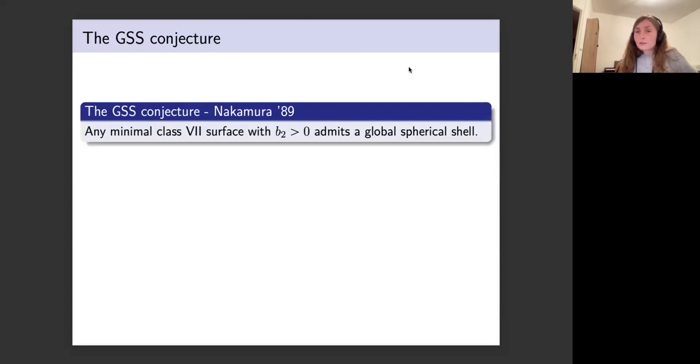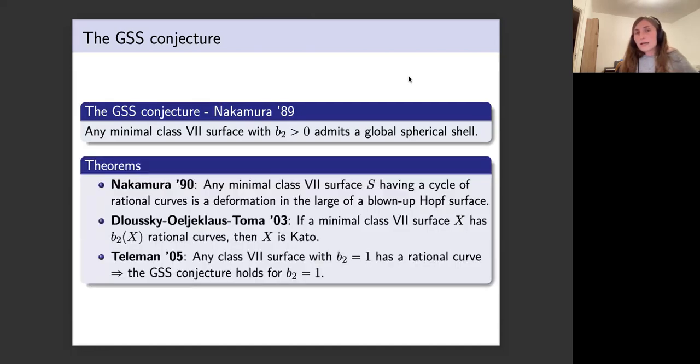So going back to these class 7 surfaces, there is the famous global spherical shell conjecture, which was first stated by Nakamura in 1989, which says that any minimal class 7 surface with positive Betti number should be one of these things, so a Kato surface. This conjecture is still open. Of course, we don't know any other example of class 7 surfaces. But there are some results in this direction.